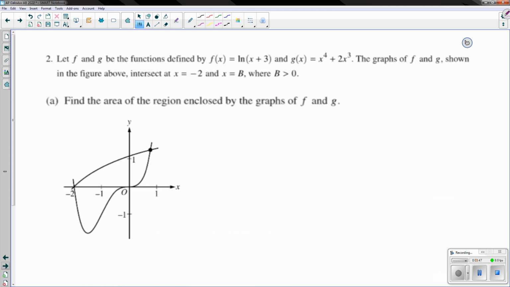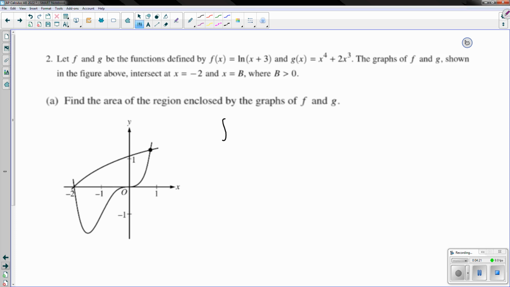So part A asks us to find the area of the region enclosed by the graphs of f and g. So the area of that region, anytime we have area under a curve, or the signed area under that curve and the x-axis, is going to be calling for an integral. In the case where we want to find the area between curves, we're going to integrate the top function minus the bottom function in that region. So it is asking us to just specifically look at from -2 to b.